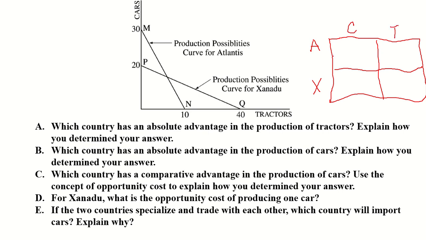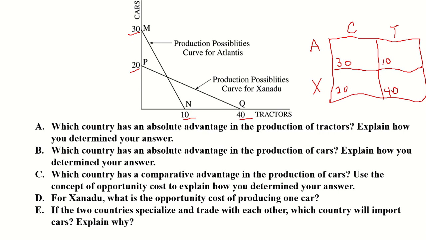And you say, how much can Atlantis produce? Well, they can produce 30 cars or 10 tractors. There's Atlantis' 30 or 10. And Xanadu is how many cars? Well, 20. And 40 tractors. And now you're going to do what we always do: figure out which country has an absolute advantage. So go ahead and do that now. Pause the video, and then we'll figure this out.